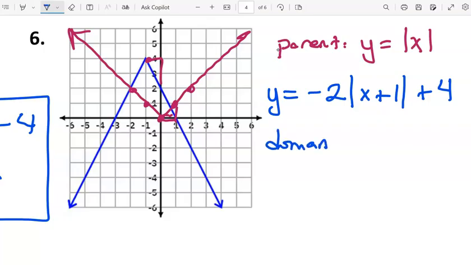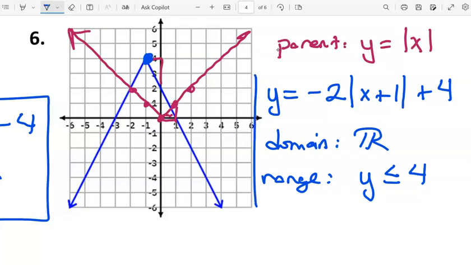Arrows on the end of the transformed graph, both left and right sides, indicate that the domain is all real numbers. The range is indicated by the fact that there is a top y value there. The y values go up to +4, but never go above. So our y values for this graph are less than or equal to 4.